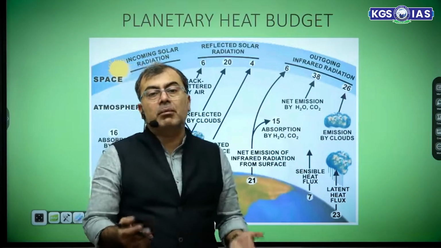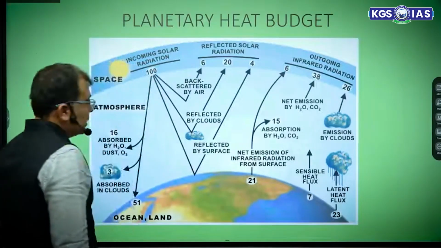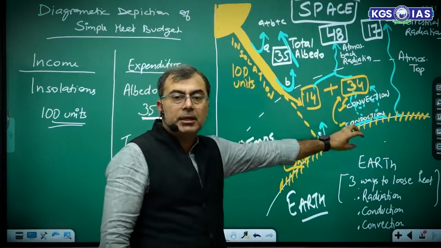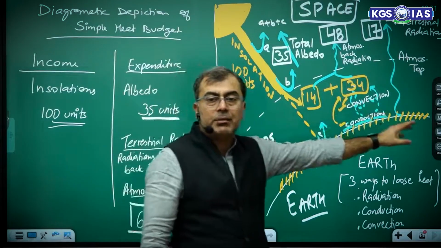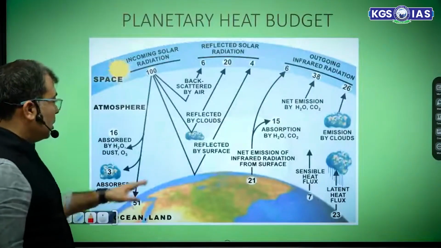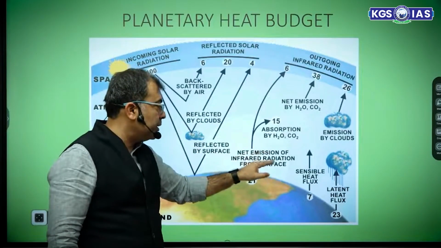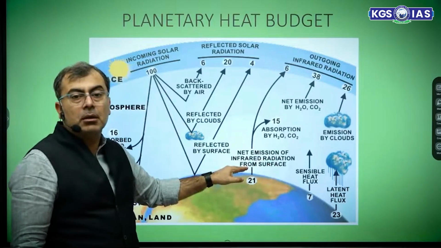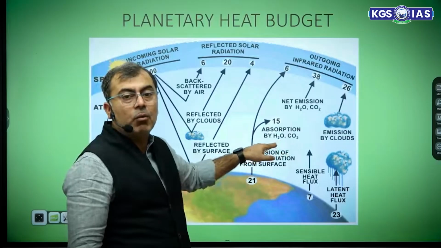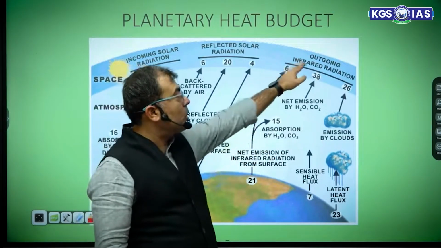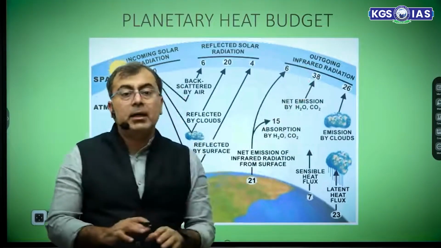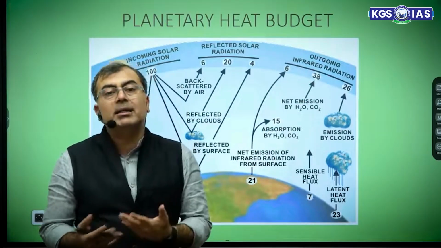So I told you very simple thing. मैंने वहाँ पर क्या लिख दिया? I made it much easier. मैंने sensible, sensible कुछ नहीं किया. Straight away wrote convection and conduction. Convection and conduction will give something to the atmosphere, and straight away going out, that will be their terrestrial radiation. यहाँ पर उन्होंने क्या लिखा terrestrial radiation को? Net emission of infrared radiation from surface. In this, 15 will be absorbed by the greenhouse gases and the water vapor. Still 6 will still go out as infrared radiations. And atmosphere की भी जो भी जा रही होगी वो radiations को ये क्या कह रहे हैं? Infrared radiation, because heat is infrared.